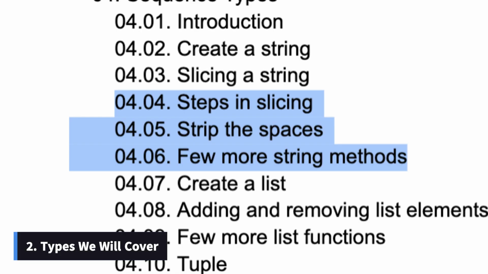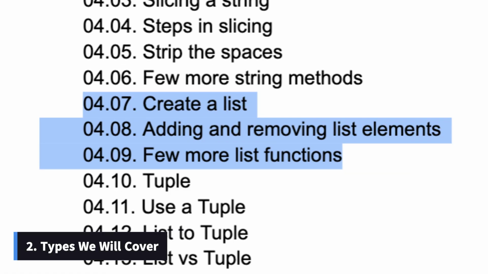We'll start with strings. A string is simply a sequence of characters used to store text. We'll learn how to create them, access individual characters using slicing, and modify them using various string methods. Next, we'll move to the list.